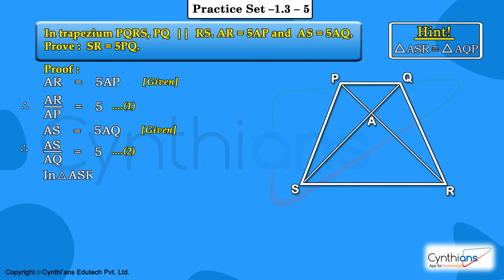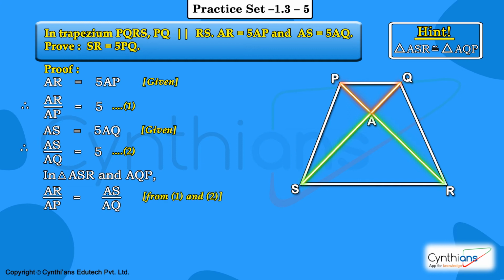In triangle ASR and triangle AQP, AR upon AP is equal to AS upon AQ. This is from equation number 1 and 2. Apart from these two pairs of sides, we have angle. So let us write it. Therefore, angle SAR is congruent to angle QAP, vertically opposite angles. Therefore, we know it. Triangles are similar by SAS test for similarity.